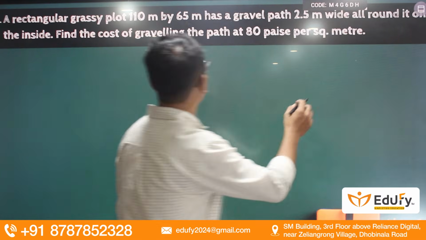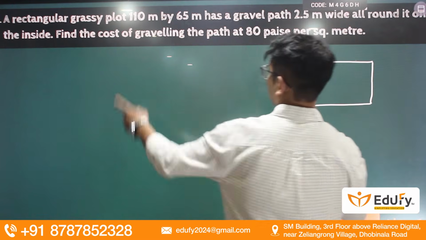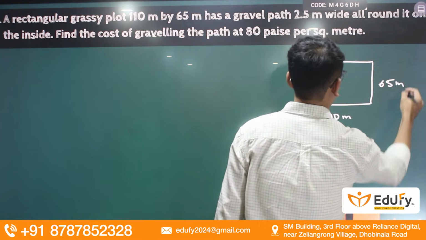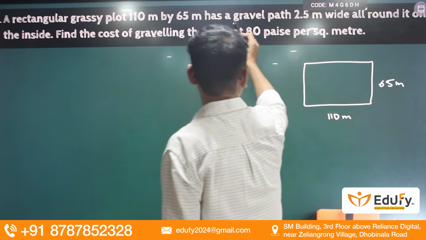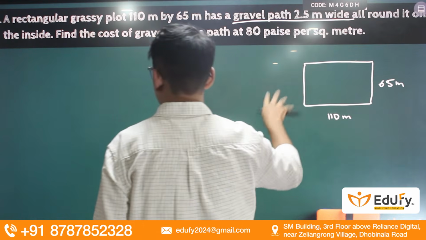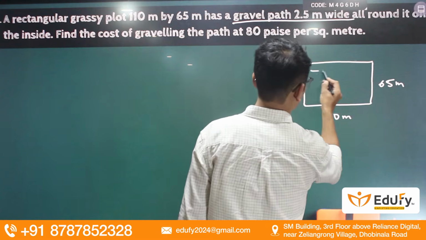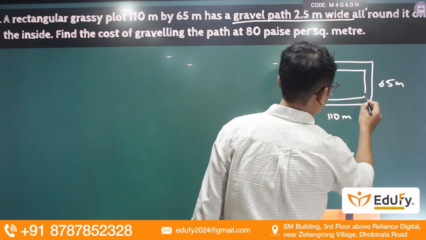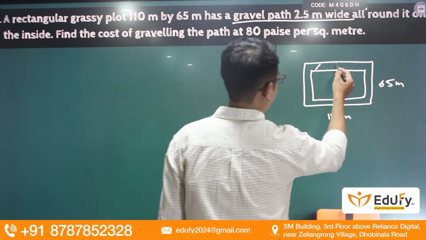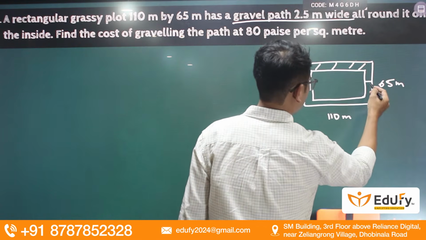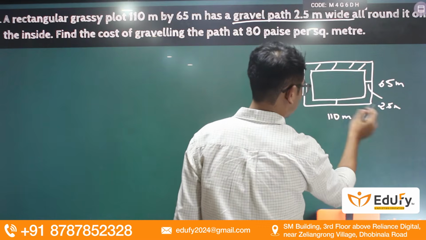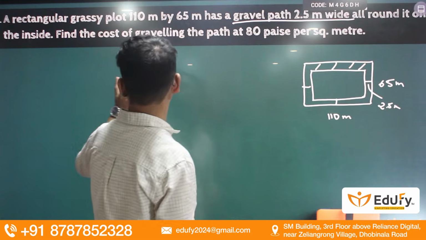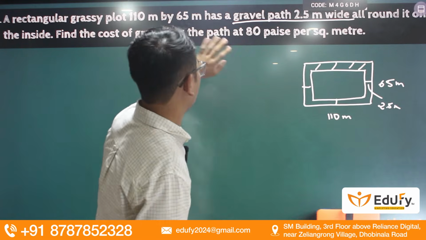So imagine this being a rectangular grassy plot. You have your 110 meter here, and then you have the 65 meter here. After that, they said that there's a gravel path of 2.5 meter wide all around it, inside. So let's assume that this is your gravel path. This is 2.5 meter, here also same thing, 2.5 meter. Now they're asking me to find the cost of graveling the path at 80 paise.